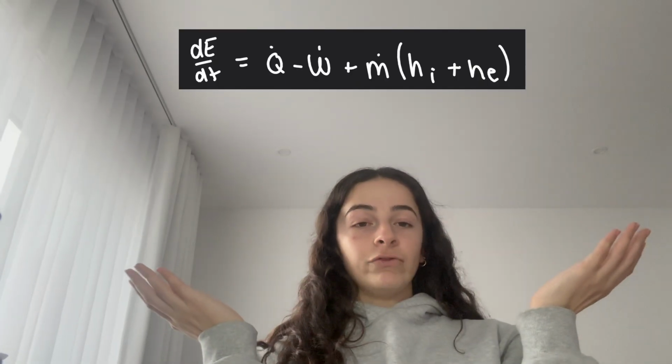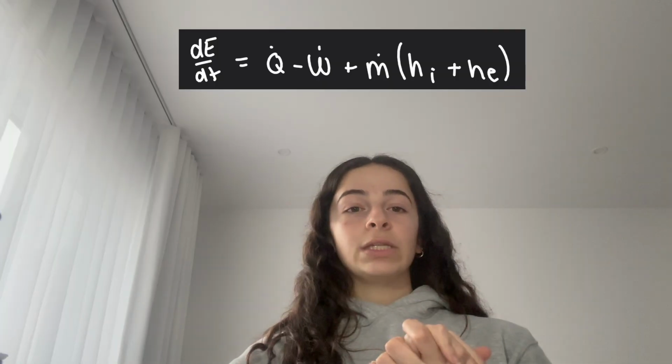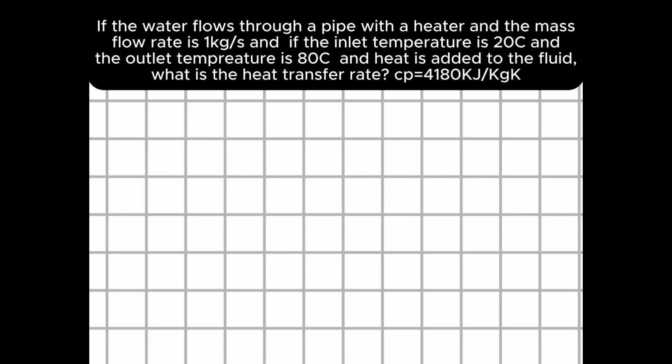Taking into account all of those terms that we can ignore, here is a simplified version of the first law of thermodynamics that we will use in most of our problems. Now we're going to see a sample with a heated flow system where we can use the first law. Water flows through a pipe with a heater, the mass flow rate is 1 kilogram per second, the inlet temperature is 20 degrees Celsius and the outlet temperature is 80 degrees Celsius, and heat is added to the fluid. What is the heat transfer rate?